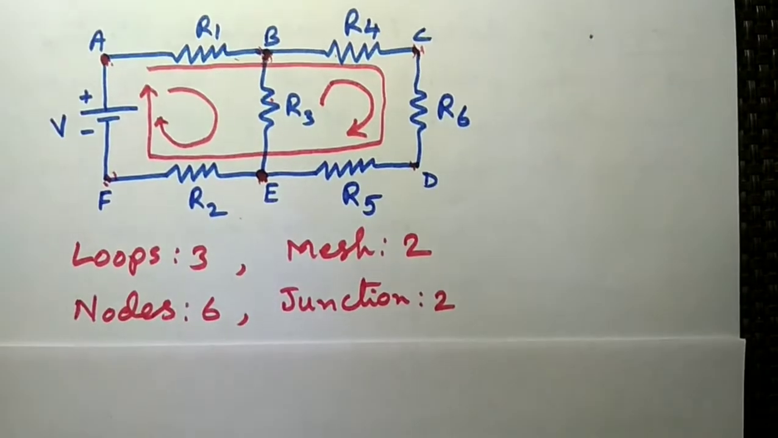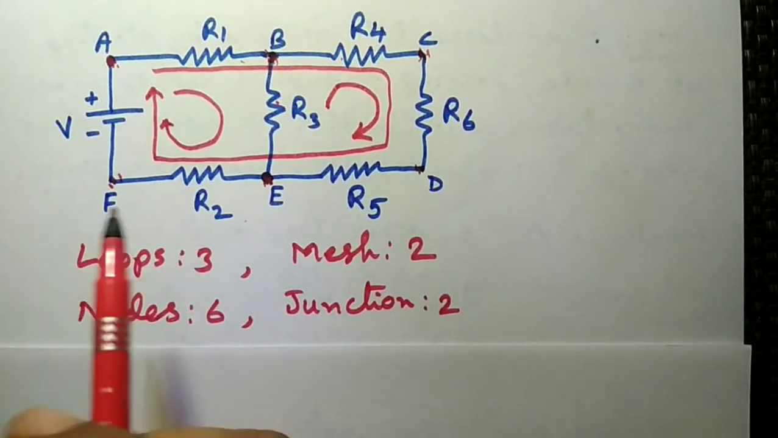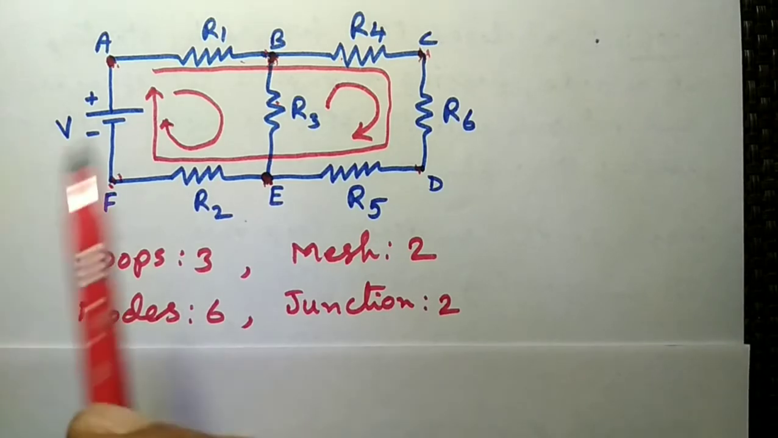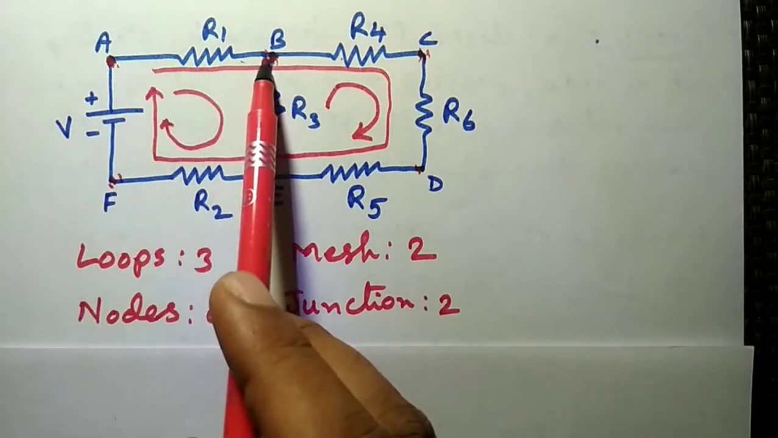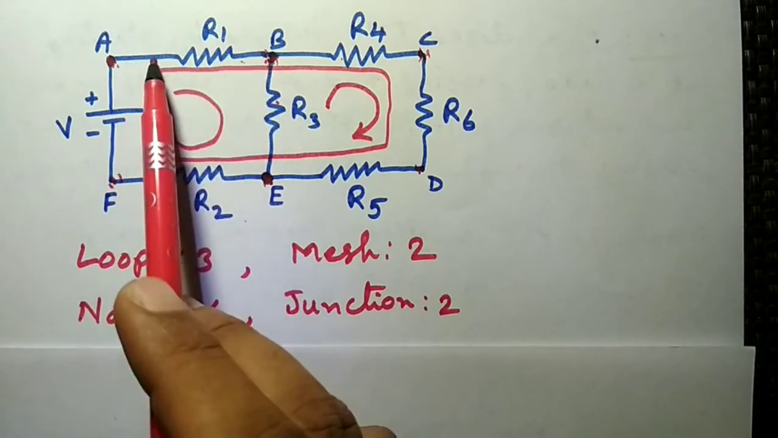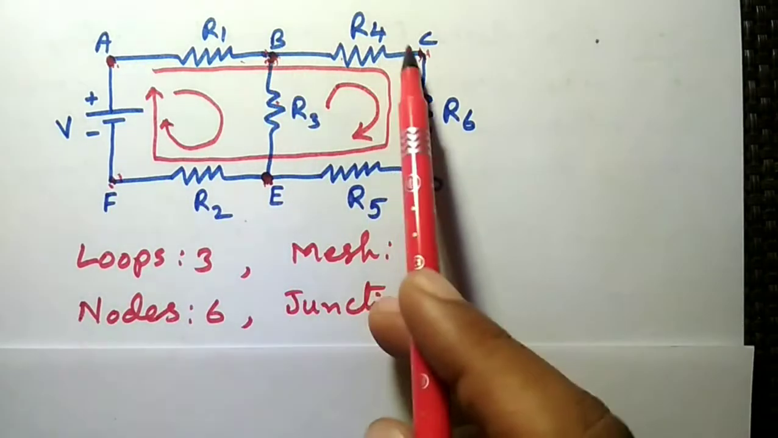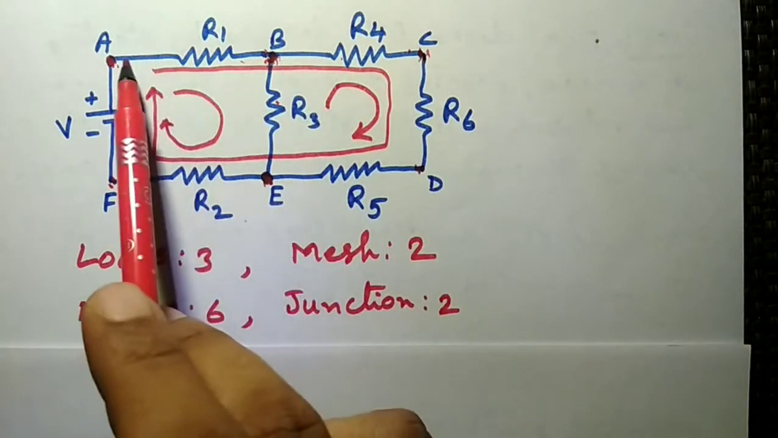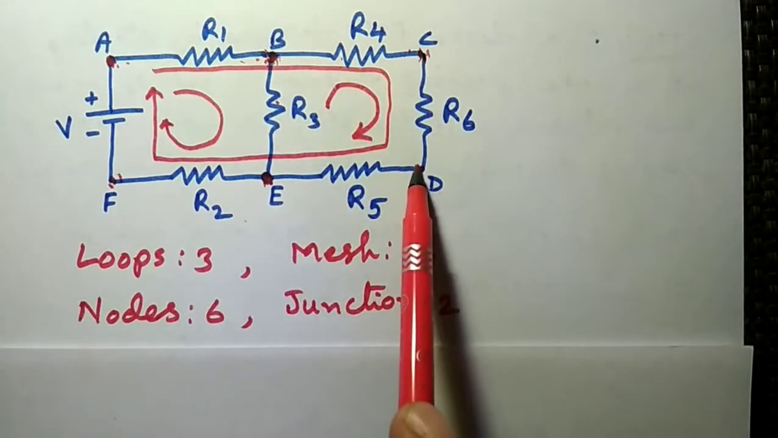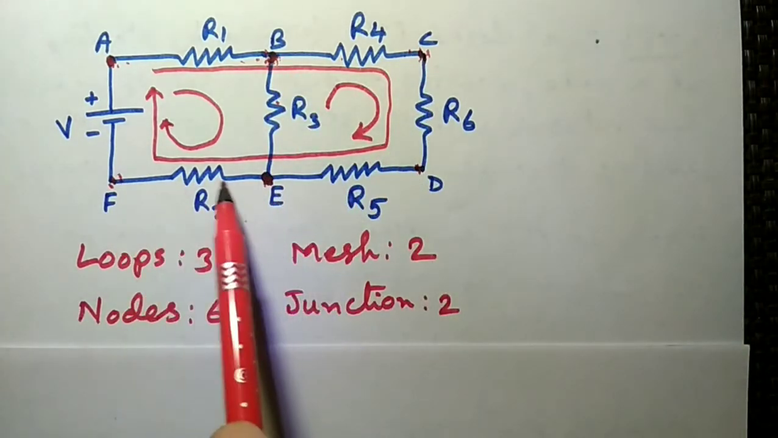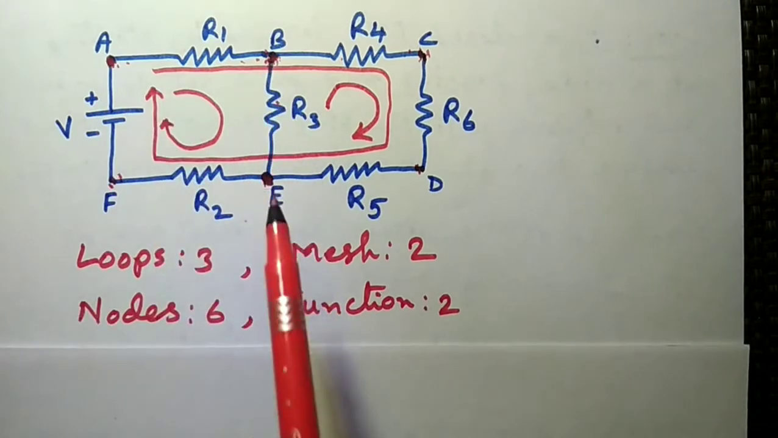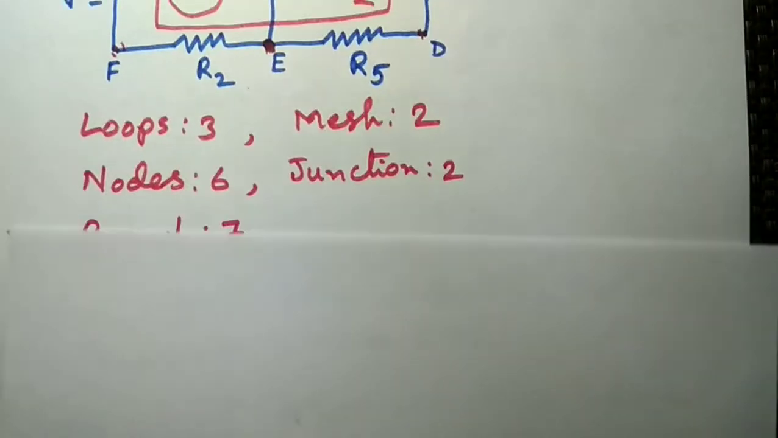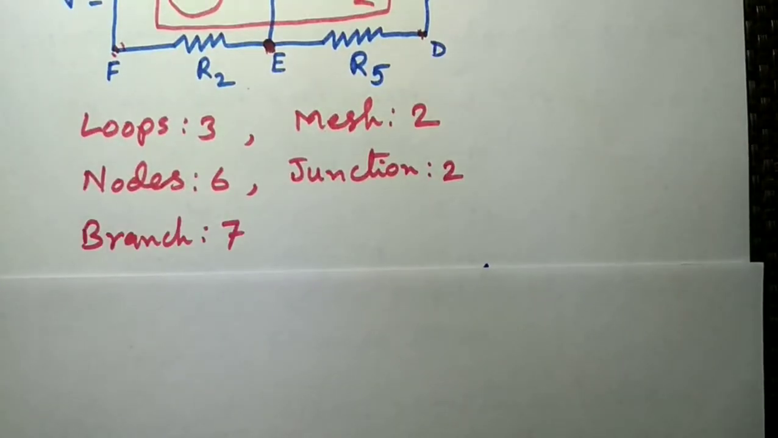Then the branch. A branch is a part between 2 nodes which should have at least one circuit element. So AB is considered as a branch because between A and B, R1 is the resistance. Similarly, between B and C, R4 is the resistance, so B and C is again a branch. In this way, we count 1, 2, 3, 4, 5, 6 and 7. We have a total of 7 branches in this circuit.